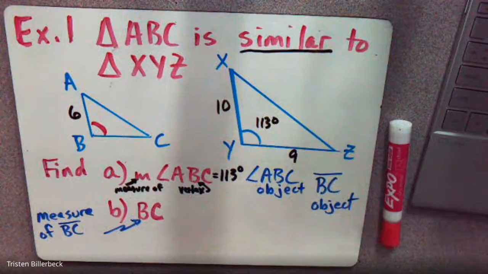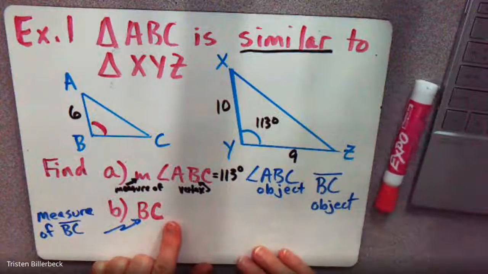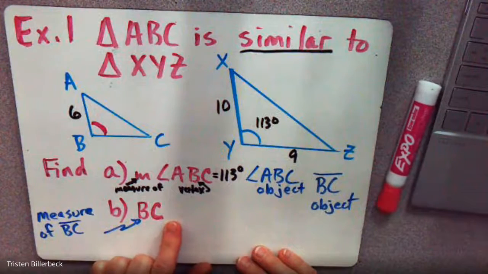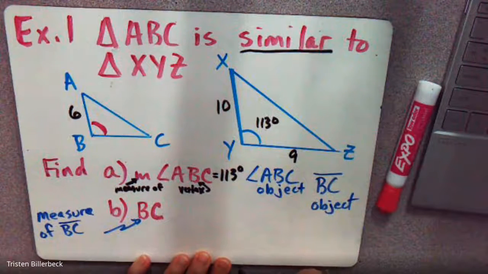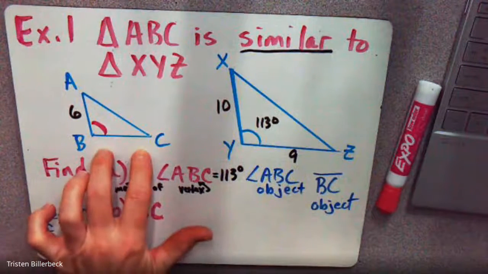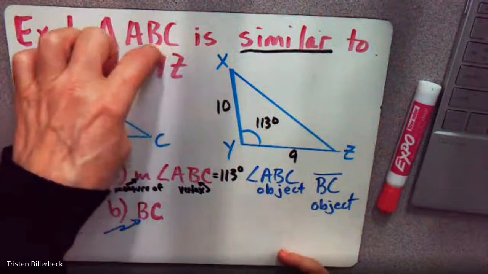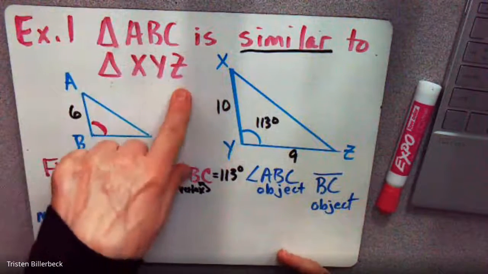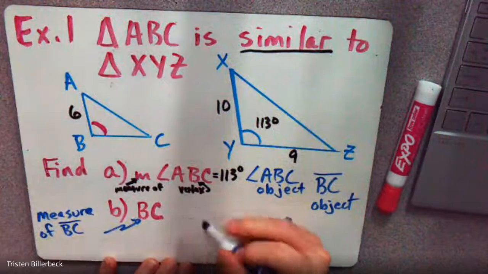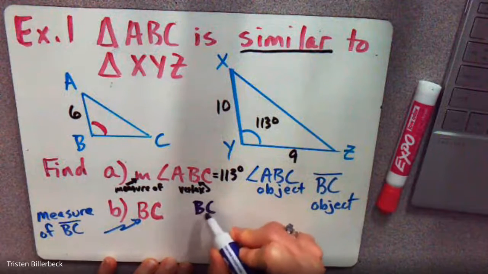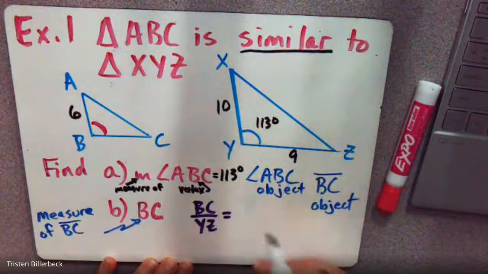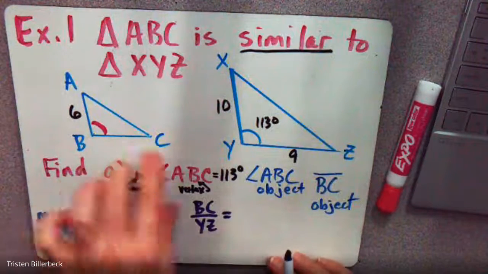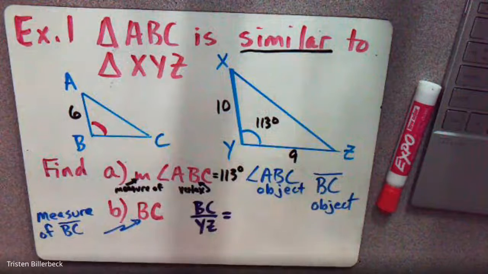All right, so let's set up the proportions. We're trying to find BC, so in this case, we probably want BC on top just to make the math easier. So we look at, well, what does BC correspond to? BC is the last 2 letters here, so it corresponds to YZ. So we can set up our proportion BC over YZ. Okay, so BC and YZ, we have a number right there.